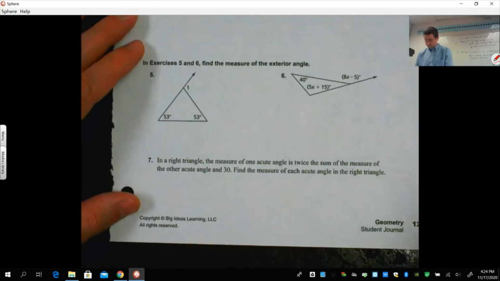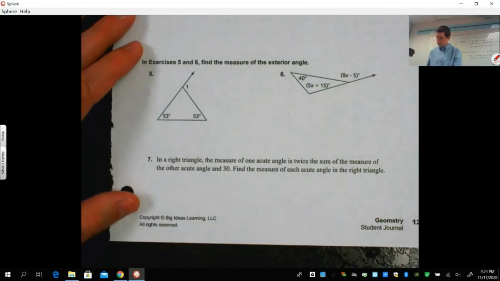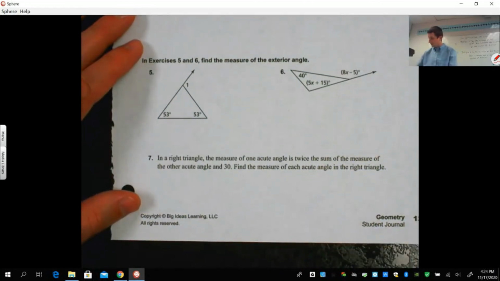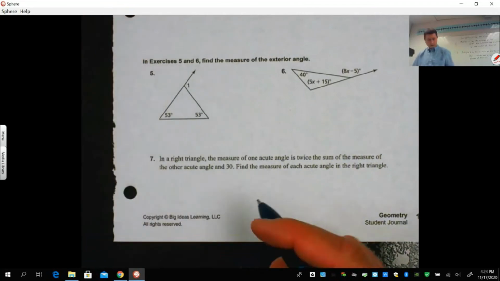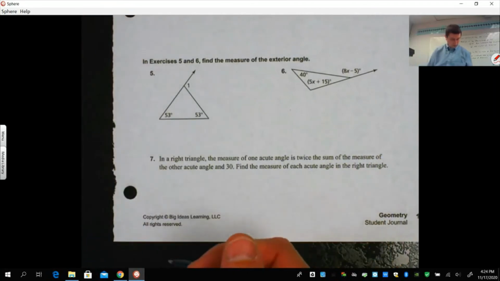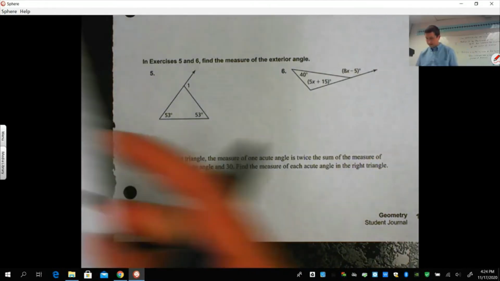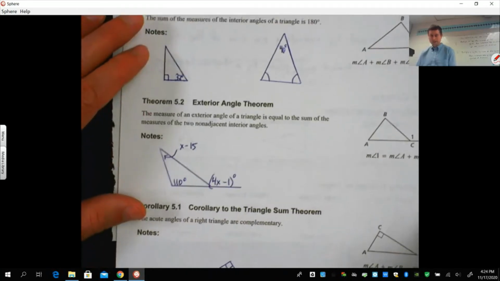Okay, question 5, page 127. Find the measure of the exterior angle. Find the measure of the exterior angle. And we... Oh, I missed that. So before we get on to that, let's go back to page 126.